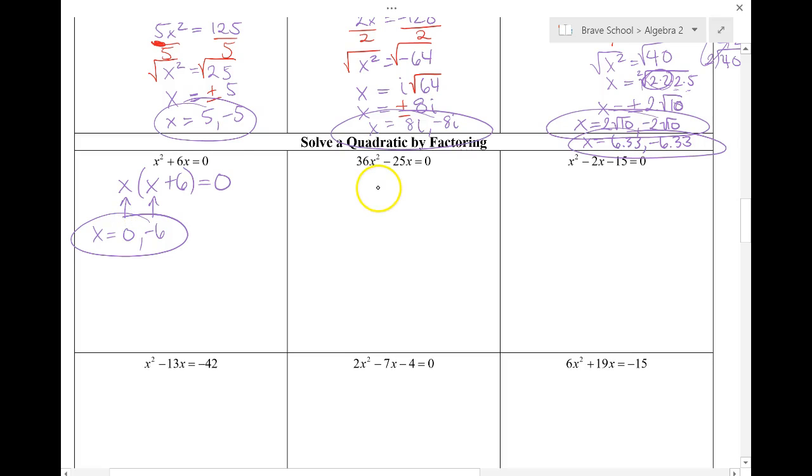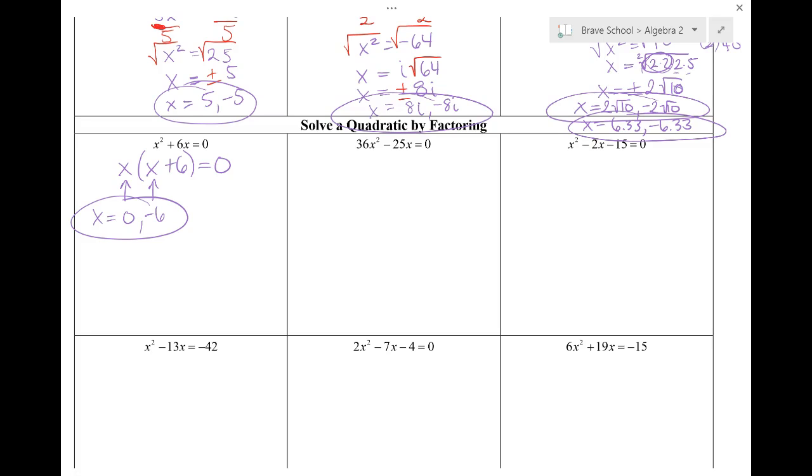Now let's go to the next one to the right. This one's very similar. The only common factor between these two is x. So let's take out an x. I'm left with 36x minus 25 equals 0. Now the first one's easy. I plug in a 0 here, so that's my first root. However, what do I plug in here?